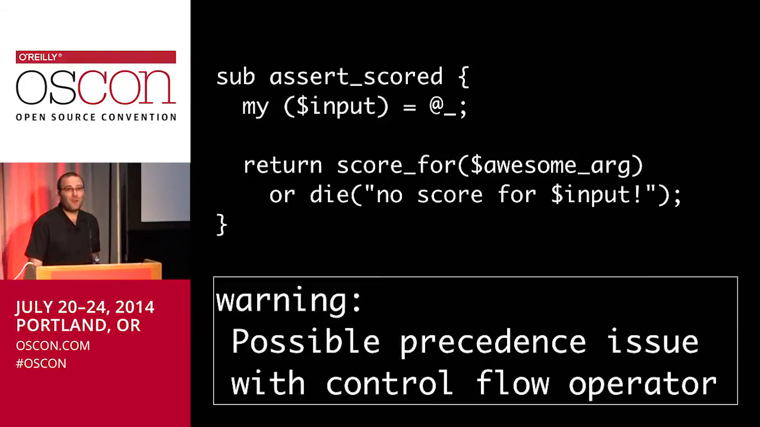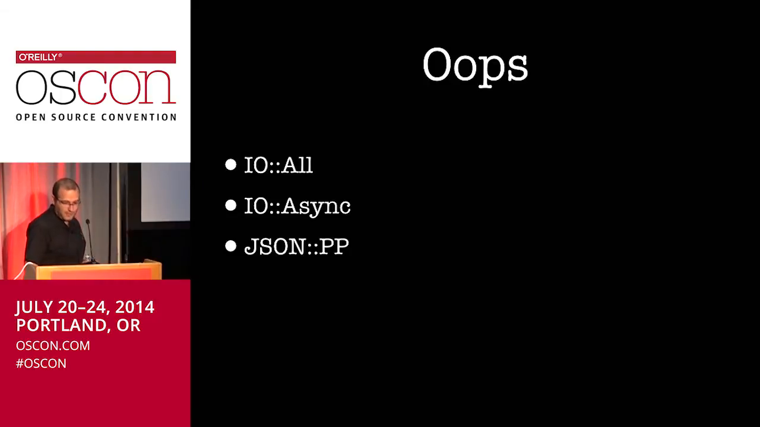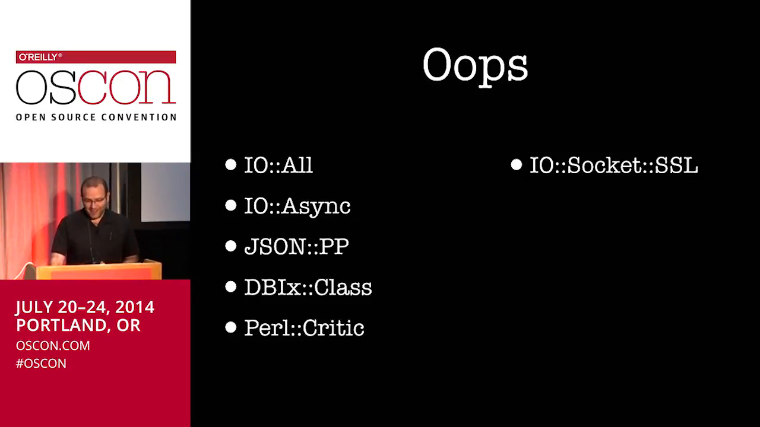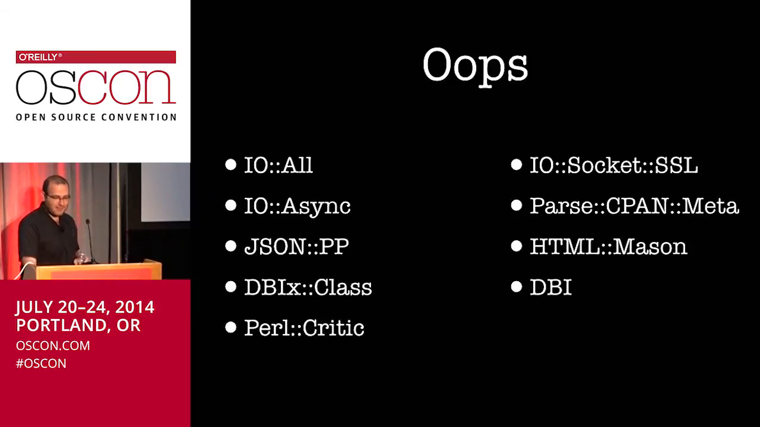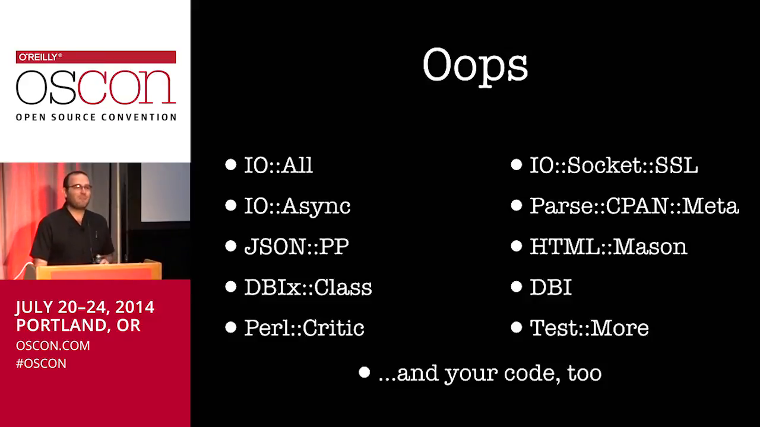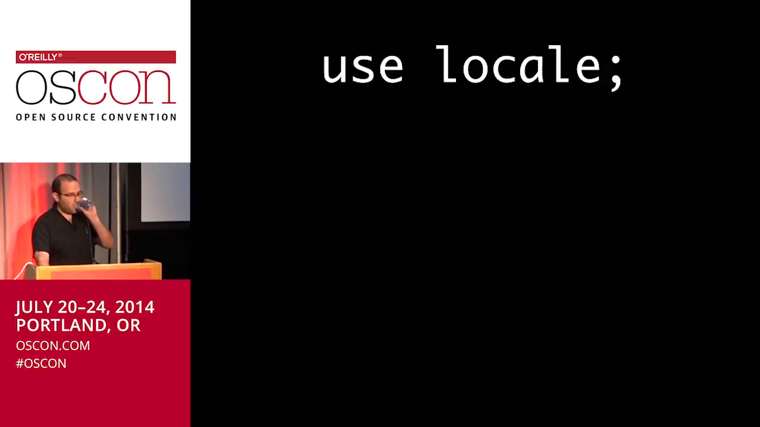Well, someone went and they smoked all of CPAN to see who had this bug. I present to you a subselection of that list. IO::All, IO::Async, JSON, DBIx::Class, Perl::Critic, IO::Socket::SSL, Parse::CPAN, Mason, DBI, Test::More. So the short version here is you have this bug, and now we're going to tell you about it.